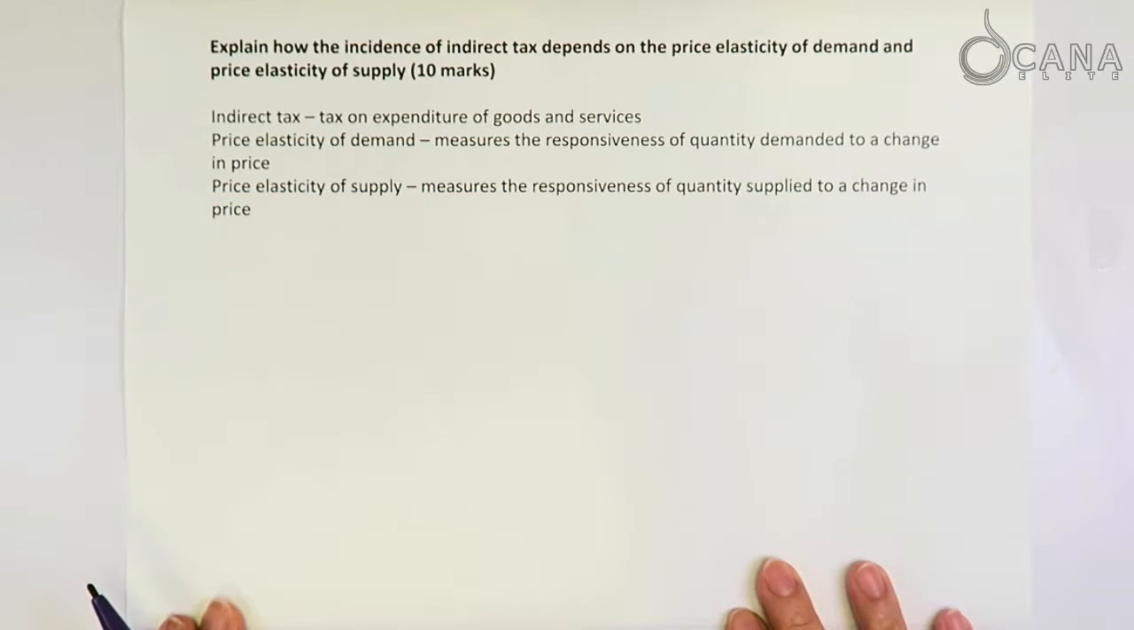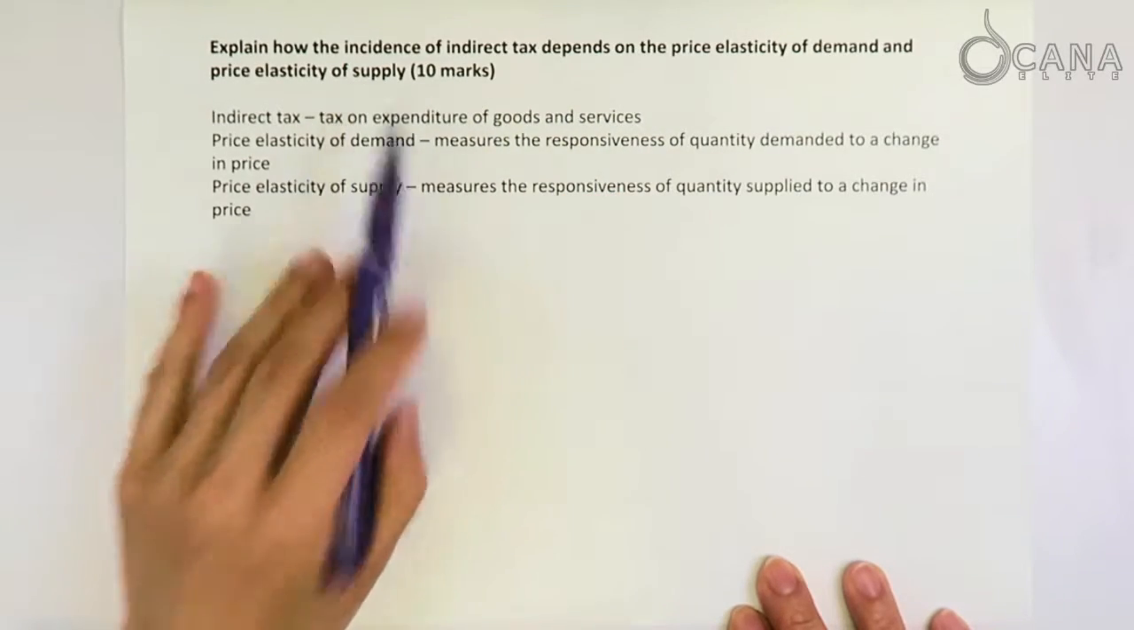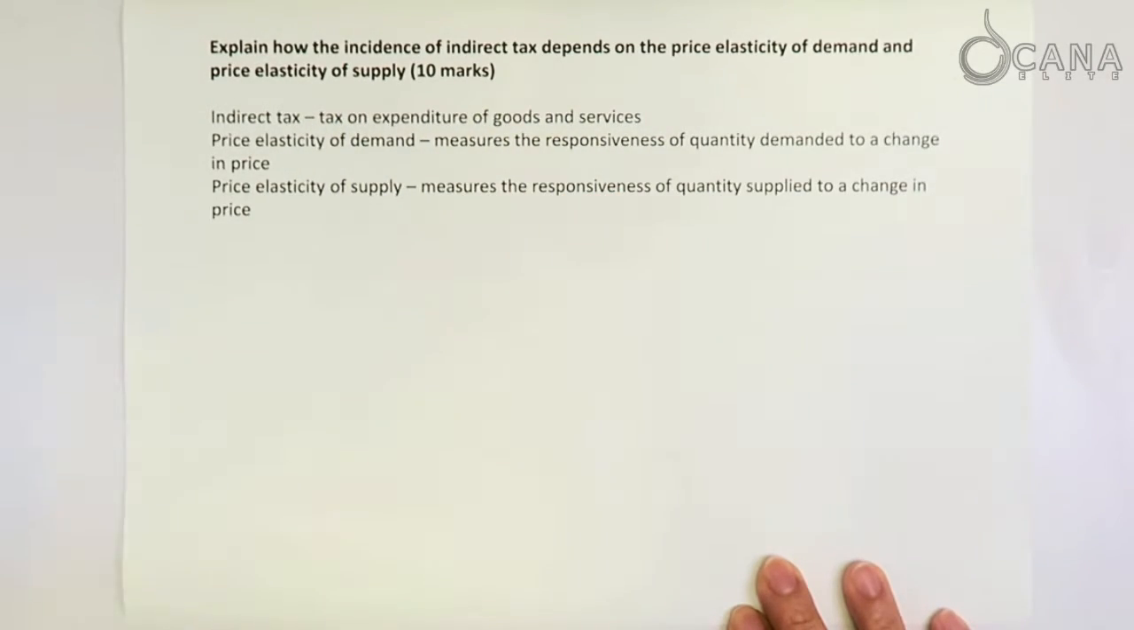Now, looking at this question, before we even go into the definition, I would start thinking, okay, what is a 1 or 2 sentence answer that I can hit directly? So, explain how the incidence of indirect tax depends on PED and PES. Therefore, immediately I would have come up with 2 scenarios. One is when PED is smaller than PES. The other one is when PED is greater than PES.